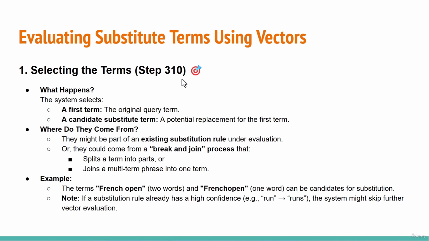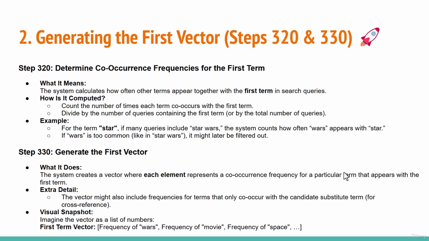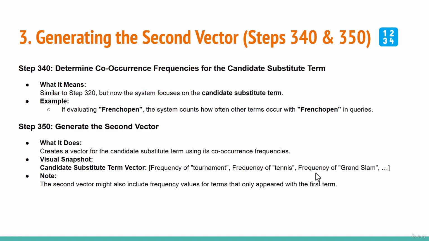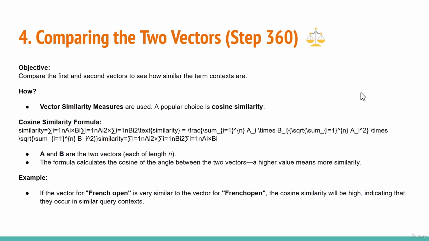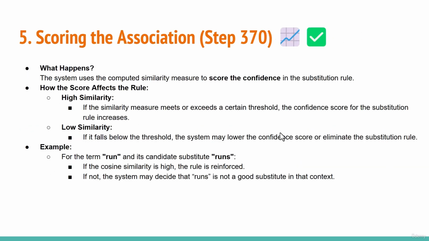The first step involves selecting the term. For example, the two-word term French open and the single-word term French open. Next, co-occurrence is observed, meaning which words are used alongside them. A vector is then created to determine relevance. Following that, the co-occurring frequency, the numbers, is checked. A second vector is then created. Finally, both vectors are compared to check the degree of similarity in context. Specific formulas are used for this comparison. After this, scoring is done. As I showed you with the confidence score, if it is higher, it means it is a good substitute term. If it is not high enough, then it is not a good substitute term.